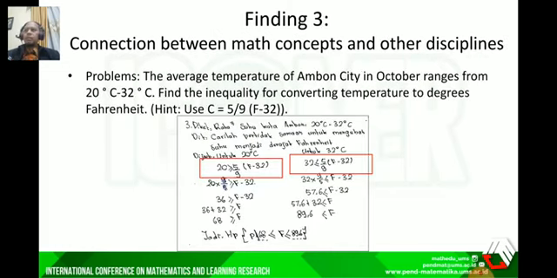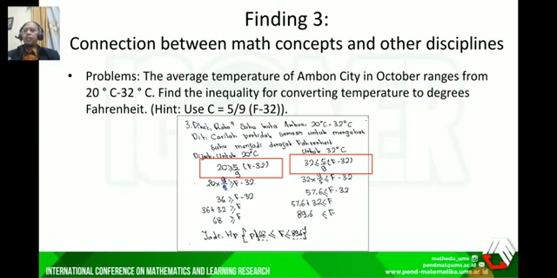And then for the last problem: the average temperature of Ambon City in October ranged from 20 degrees Celsius to 32 degrees Celsius. Find the inequality for converting the temperature to degrees Fahrenheit. This question is to reveal the ability to connect mathematical concepts with concepts outside of mathematics, namely the concept of temperature in physics. Based on the answer sheet, the subject with high category can connect the linear inequality in one variable with the concept of temperature conversion in physics. They can convert the temperature from Celsius to Fahrenheit.